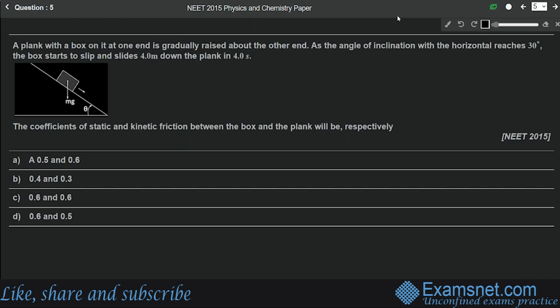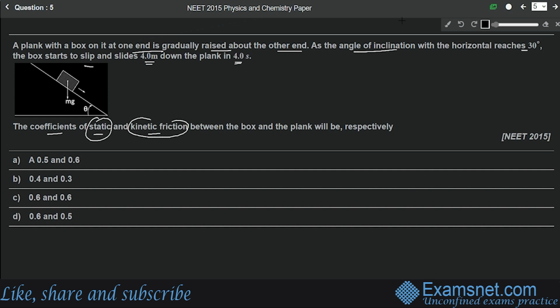Question number 5 is from the chapter Friction and the question is: a plank with a box on it at one end is gradually raised about the other end. As the angle of inclination with the horizontal reaches 30 degree, the box starts to slip and slides 4 meter down the plank in 4 seconds. The coefficient of static and kinetic friction between the box and the plank will be respectively. Okay, so first we have to find out the coefficient of static friction and then we have to find out the coefficient of kinetic friction.